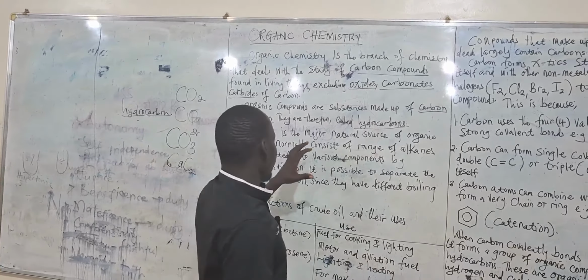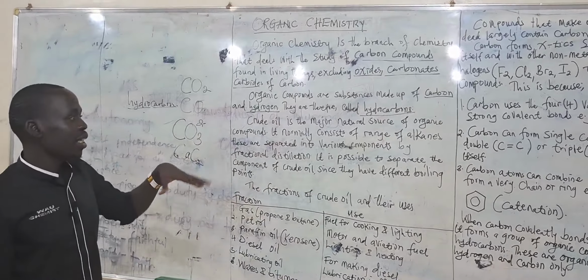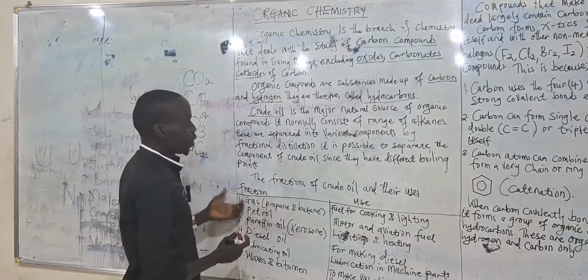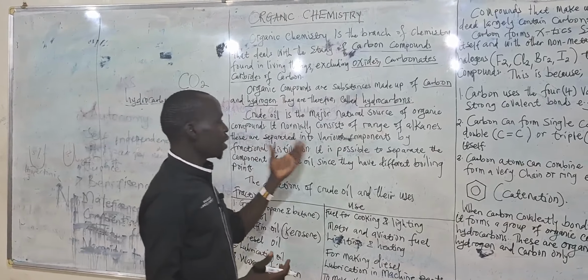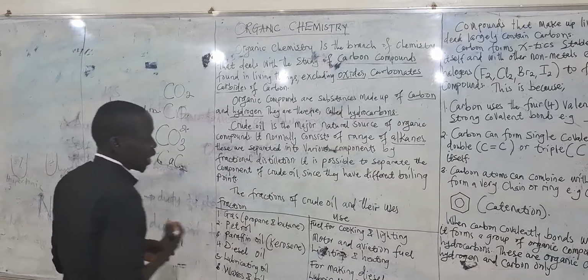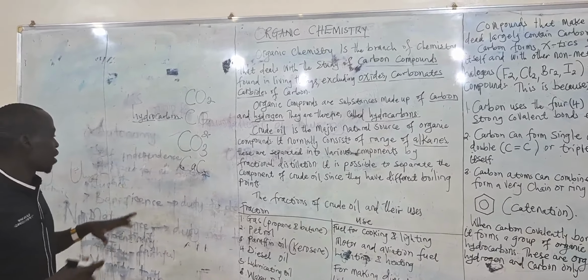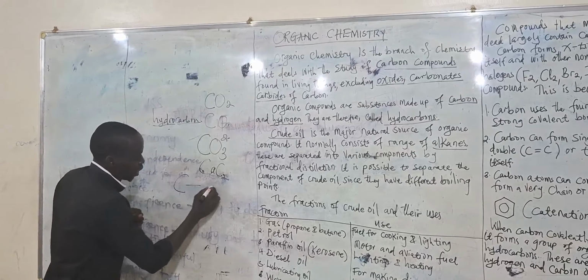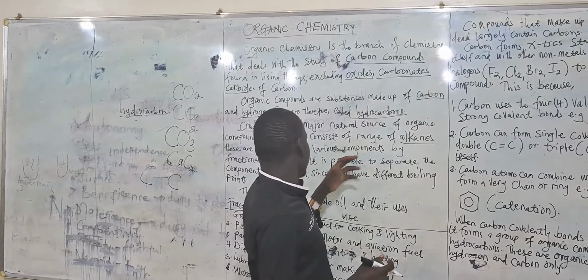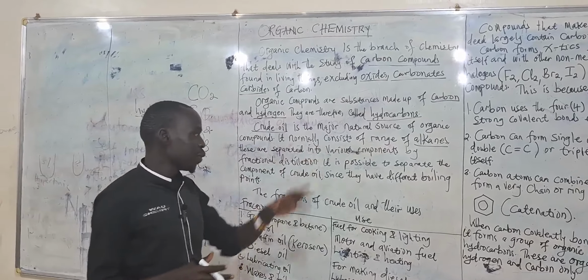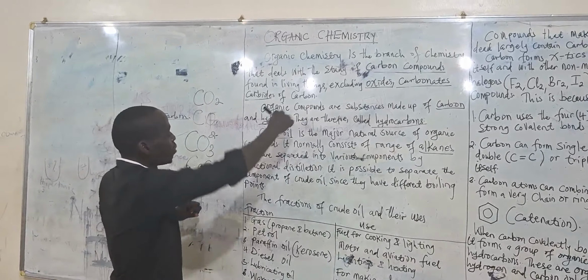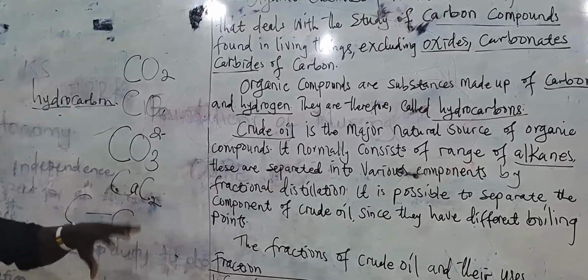And then also we are saying that the major natural source of organic compounds is crude oil. Crude oil consists of a range of alkanes. We are going to see alkanes ahead, but alkanes are organic compounds, mainly hydrocarbons, that contain single bonds between the carbon atoms. Therefore, we shall see the possible way of separating them, because when you talk of crude, that means it is not refined, still in its crude form.